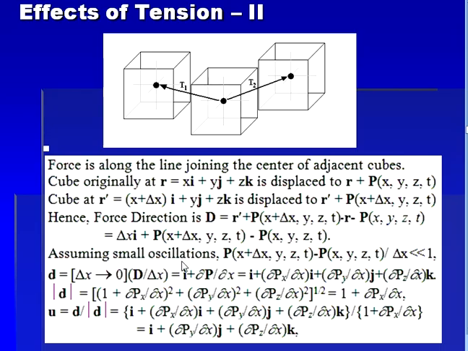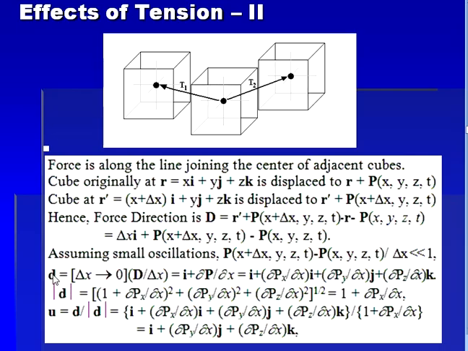If we now assume that the oscillations within the ether are small, that would say that the change in P over the distance delta x is much less than 1. We can now assign a new vector, small d, which is the limit of big D as delta x becomes small. We're going to divide big D by that small value of delta x to arrive at the little d value. That will be a vector in the direction of the tension.